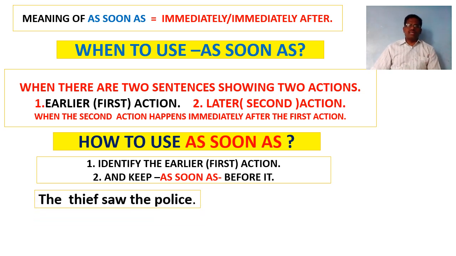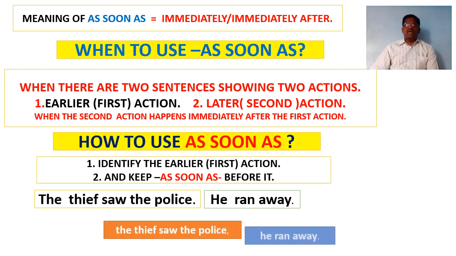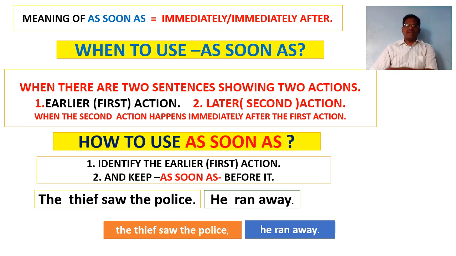Look at the example. The thief saw the police. He ran away. Here there are two sentences showing two actions. Here the thief saw the police is the first action, I mean the earlier action, and he ran away is the latter action. First we have to identify the earlier action, that is here the thief saw the police, and the second action is he ran away. And now we have to keep as soon as just before that earlier action, that is the thief saw the police. So the answer will be: as soon as the thief saw the police, he ran away will be the right answer.